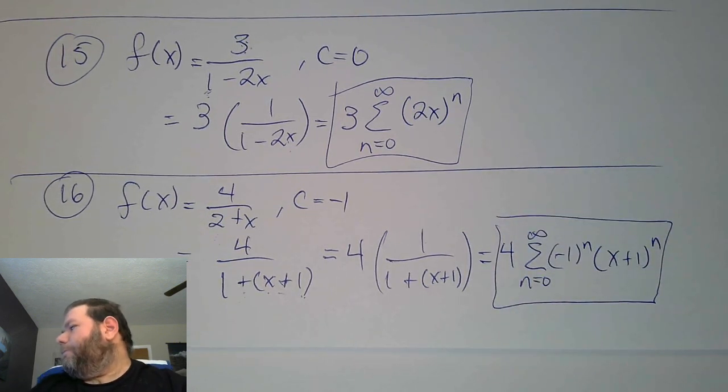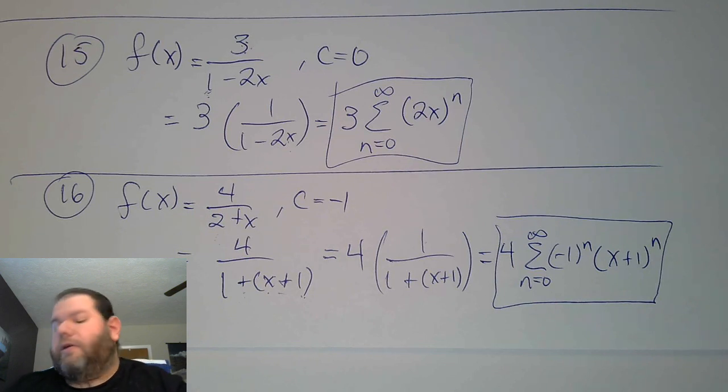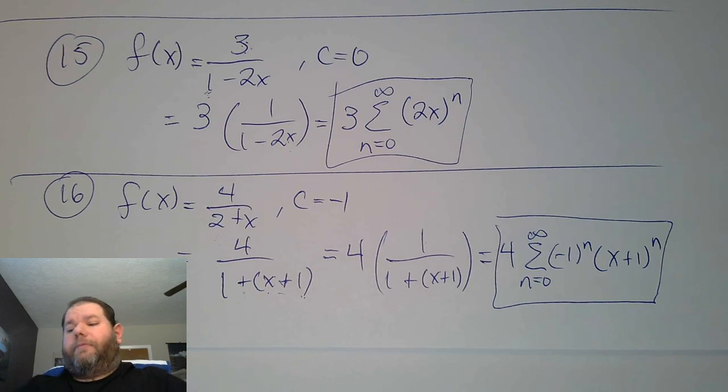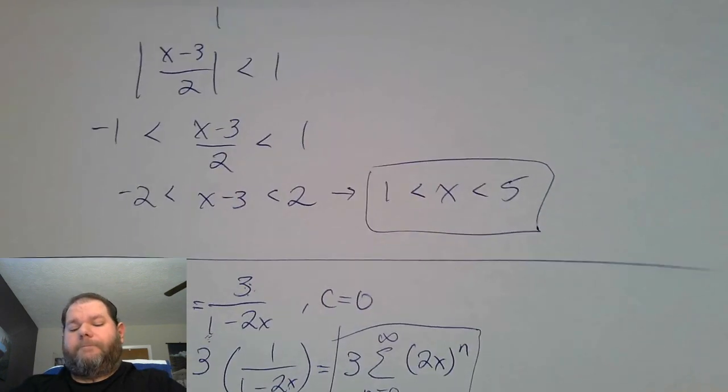Okay. So we end up with 4 times the sum, n equals 0 to infinity, negative 1 to the n times x plus 1 to the nth power. Alright. So use those two examples, use the examples from Tuesday's class, and that should serve you well going into this exam for these two questions. Alright.